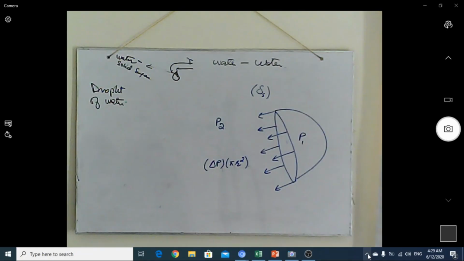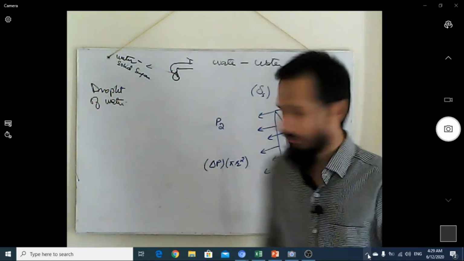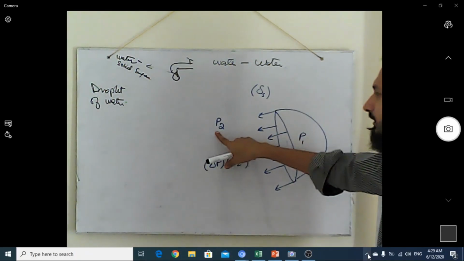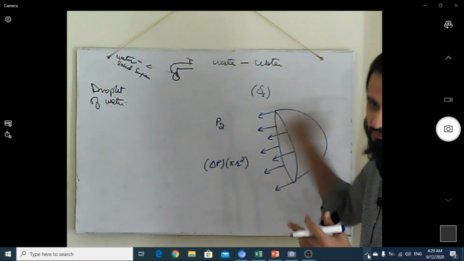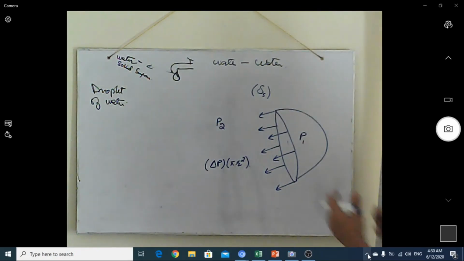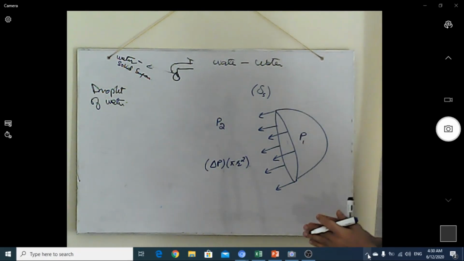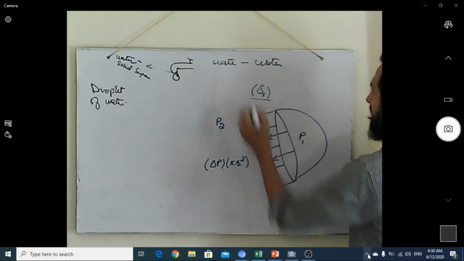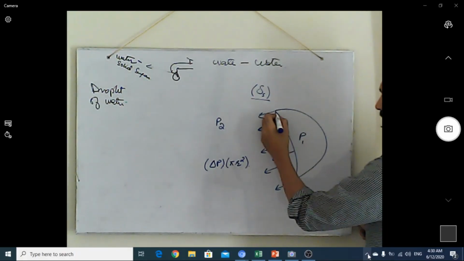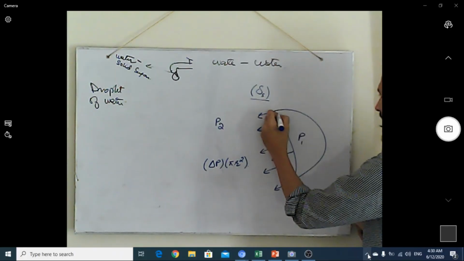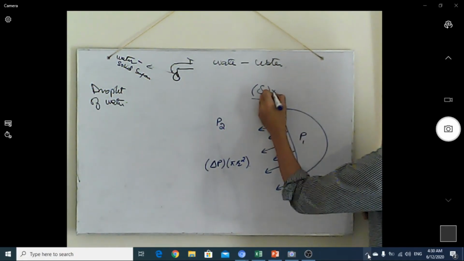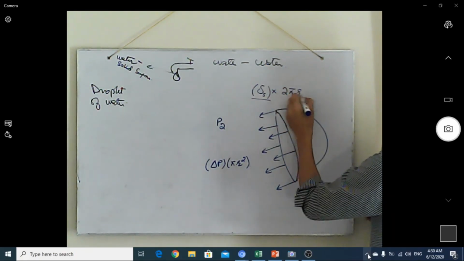As you can see here on the whiteboard, definitely there is a pressure inside the droplet, and there is a pressure outside the droplet, which is the atmospheric or surrounding pressure. If they are balanced, the droplet would not spread, and they are balanced just because of the presence of the surface tension force. This surface tension force is applied over the complete circumference of that part of the droplet, so we can multiply it with 2 pi r.